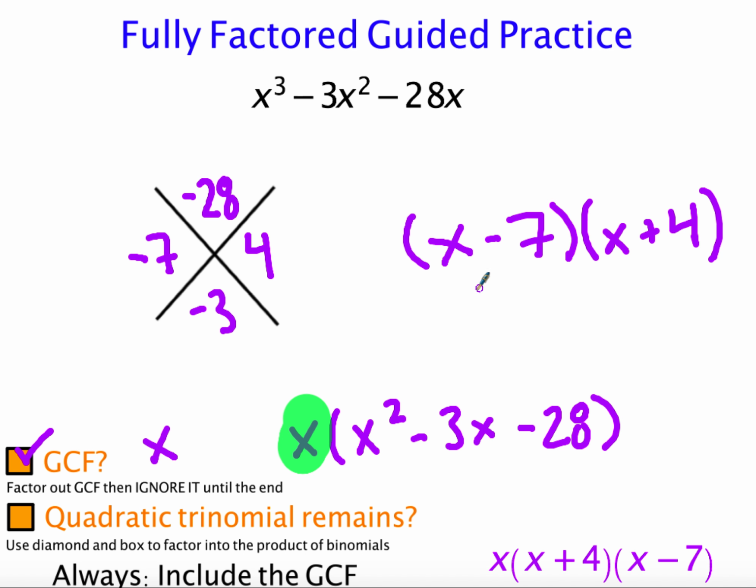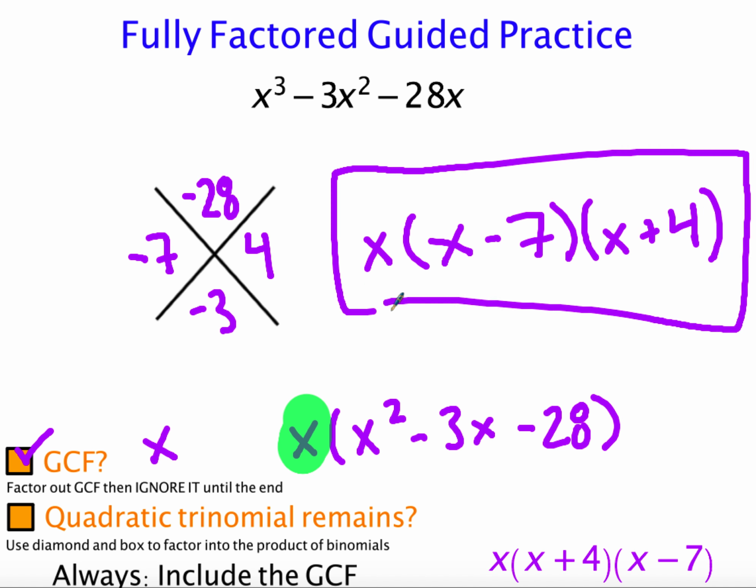And then partial credit situation, that does not multiply to give me my original polynomial. I need to stick the GCF out front, x. So x times x minus 7 times x plus 4 is my final fully factored polynomial. And you can see down here the order of the factors can be, well, x plus 4 can come before x minus 7, that's fine.